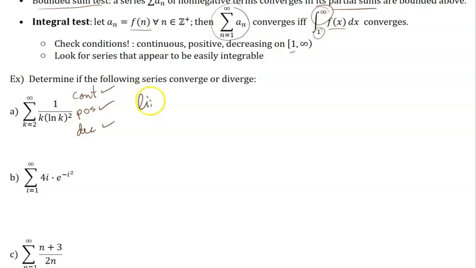So we have the limit as t approaches infinity of the integral from 2 to t of 1 over x times the natural log of x squared dx. And it's a definite integral, so does it really matter if we use an x inside here instead of a k? No, it does not.